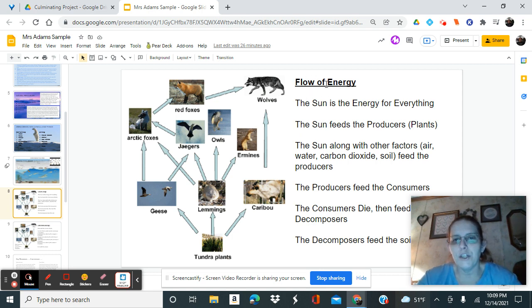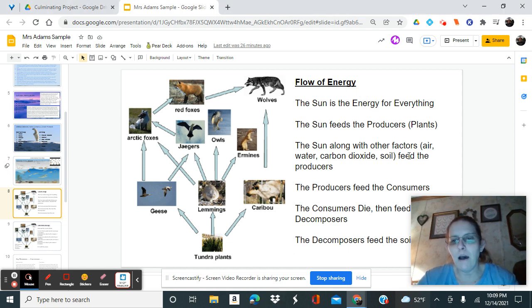I said the flow of energy was my title. The sun is the energy of everything, so we start with the sun. The sun feeds the producers, which are your tundra plants. The sun, with the other factors, air, water, carbon dioxide, and soil, feeds the producers. The producers feed the consumers. The consumers die, they feed the decomposers, and the decomposers go back into the soil.